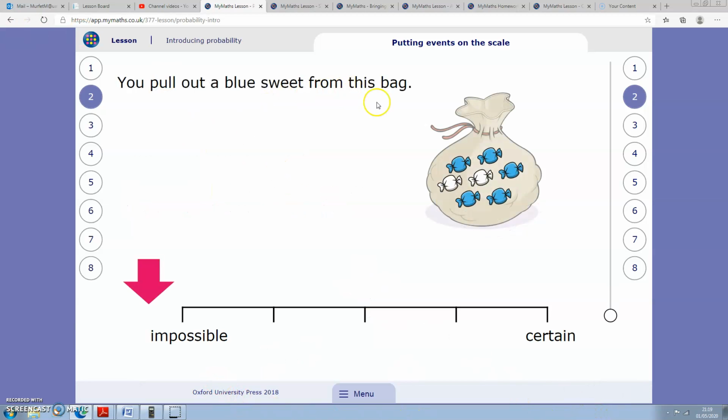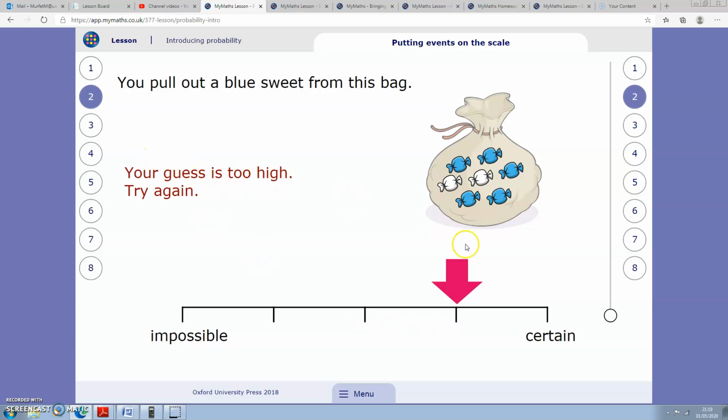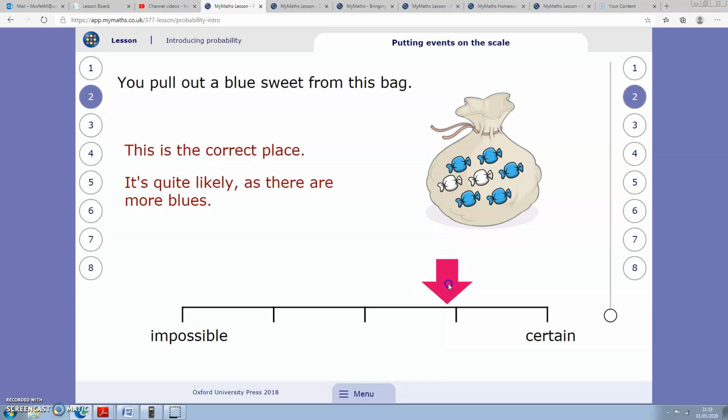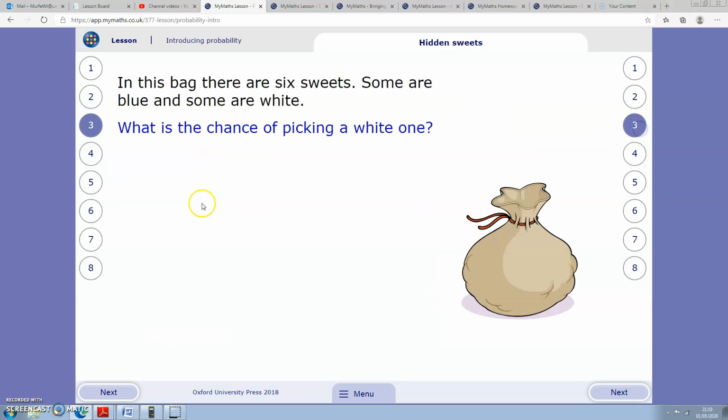And the last one, you pull out a blue sweet from the bag. There's a few more blue sweets. There's 5 blue sweets to 2 white. So that's going to be, and again, if we split it up, watch what happens. Your guess is too high. Okay, guess is too low. So it's going to be somewhere in between. There we go. So not quite to the likely, but it's relatively likely. Okay. Right, on to the next one.